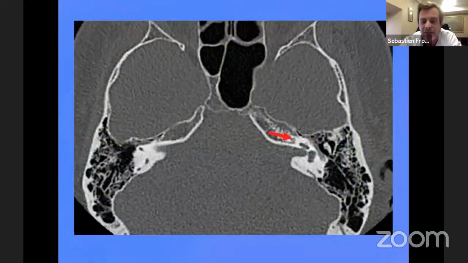It's the same if there are no air cells, but cancellous bone. You have this cortical bone that is your limit here, and this is cancellous bone. Sometimes it's very soft. And as you move laterally, when you start to see hard bone again, it means that you are not so far from the cochlea.